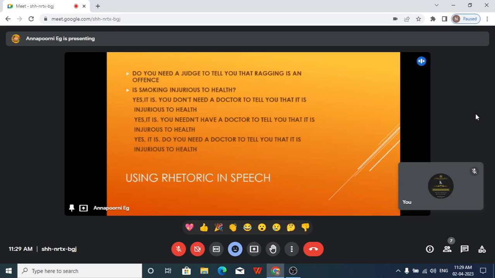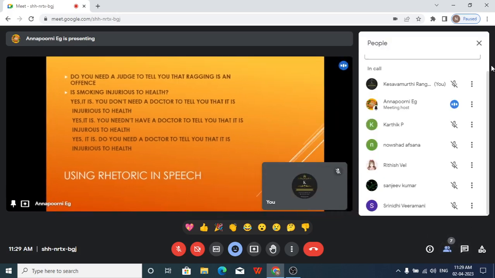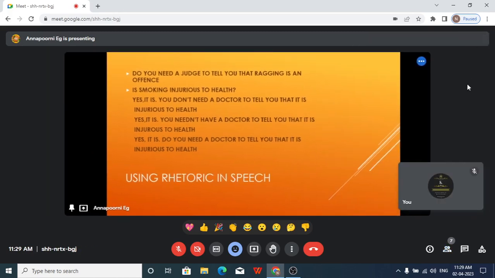In spite of knowing all those things, the student has done a mistake. Okay, so the principal is now so furious. He's agitated and is asking, do you need a judge to tell you that ragging is an offense? So it means that ragging is an offense, and this fact is known by everyone in the world, or we can tell in India at least. In such a case, how dare are you to do it? Do you want a judge to tell you that you should not do that?